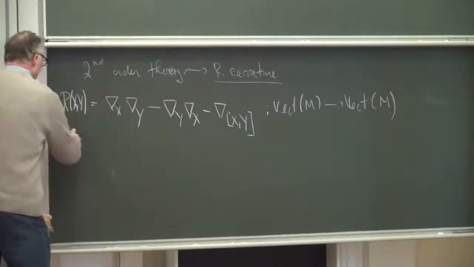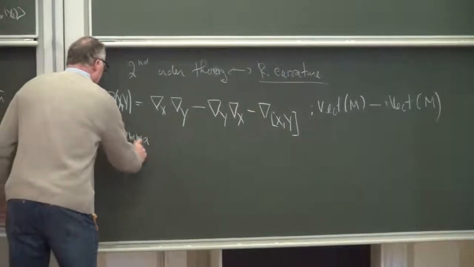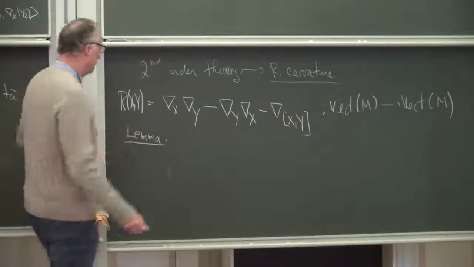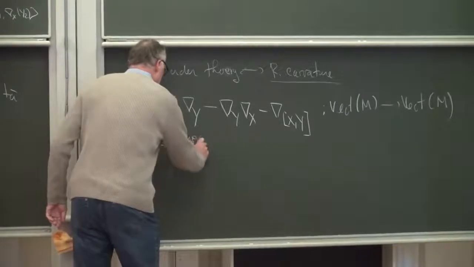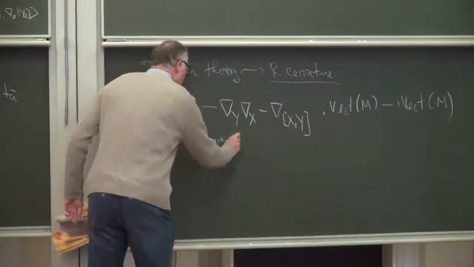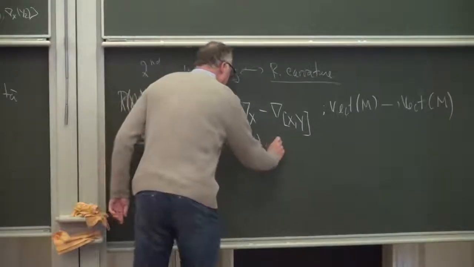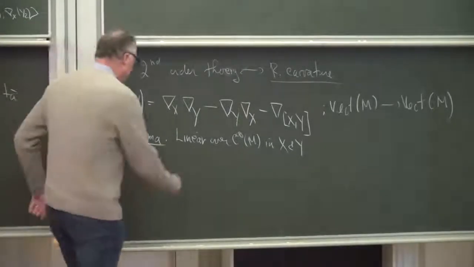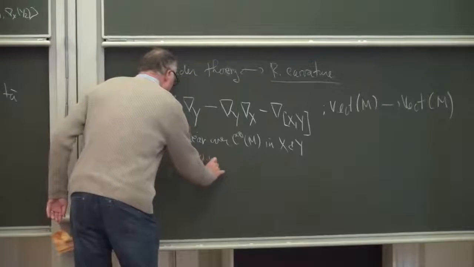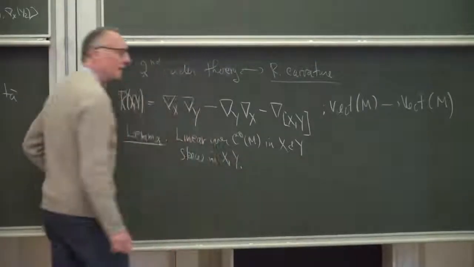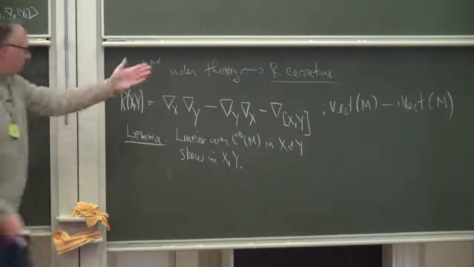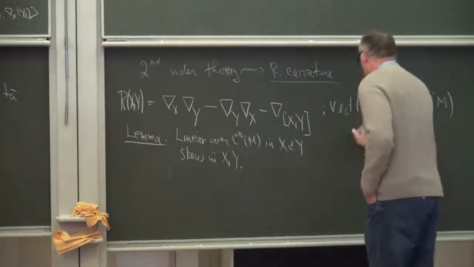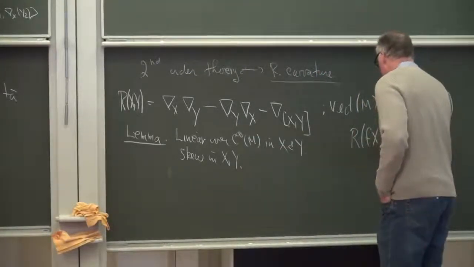You see that the first little lemma is that this expression is tensorial, that is linear over the functions, in both x and y. So it's linear over the smooth functions on the manifold in x and y. Let me say this, it's clearly skew symmetric in x and y. If you switch x and y, it changes sign. So because of skew symmetry, I can just think about linearity in the first variable.